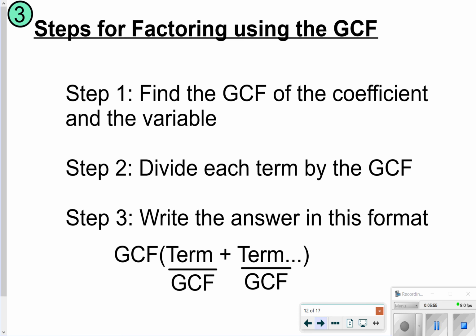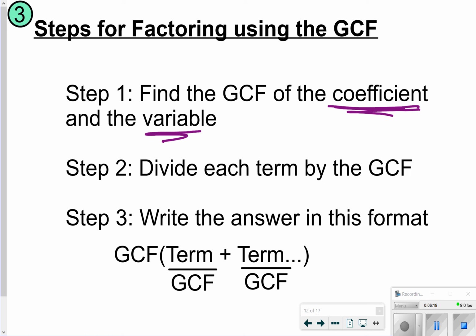Here are some steps to consider, and this is the third thing you're going to write down in your notes for steps 1, 2, and 3. First step is you're going to find the GCF of the coefficient and the variable. So a lot of them will have variables in common, like everything might have an x in it, everything might have an x and a y in it. You just have to find out what's going to be in common for all the terms.